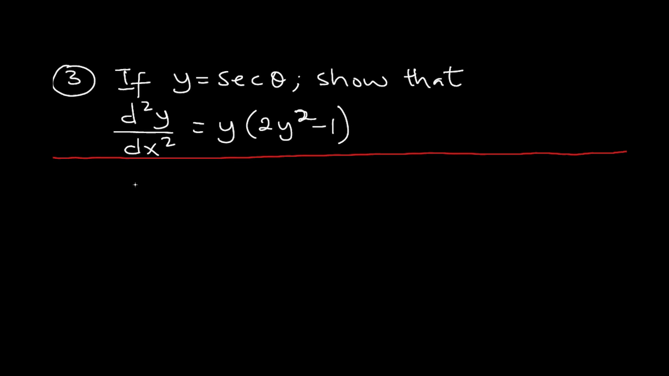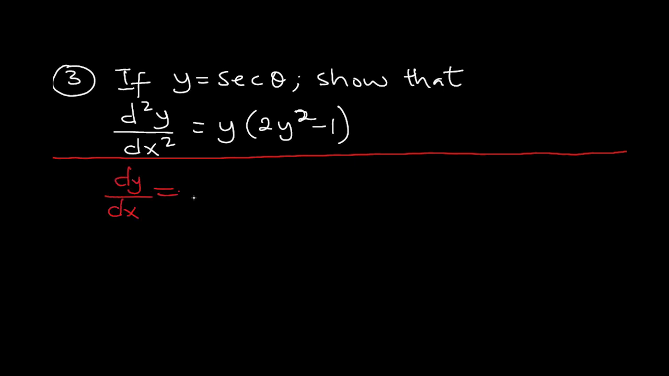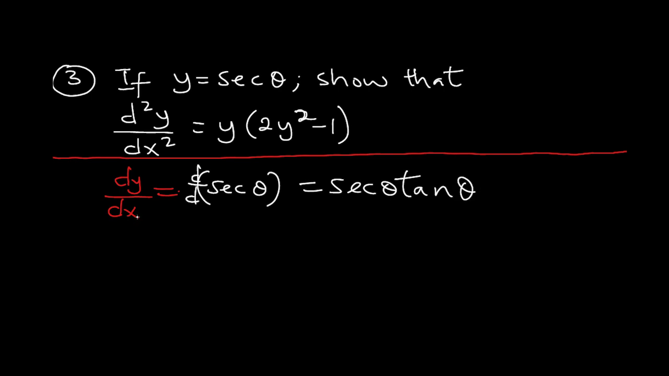What we do in this question is, well, there's no way you can get the second differential without getting the first differential. So we have to get the first differential. Differentiate sec theta. If we differentiate sec theta, d/dθ of sec theta will be equal to sec theta tan theta. That's the first differential. Repeat the process and get the second differential.